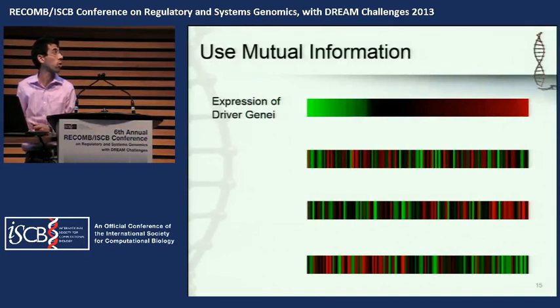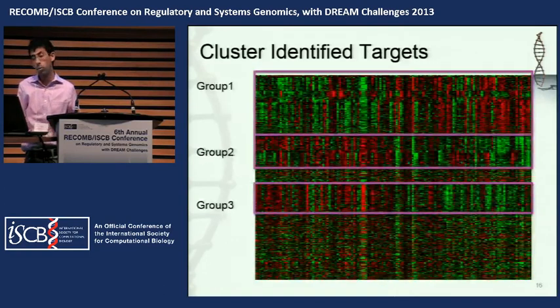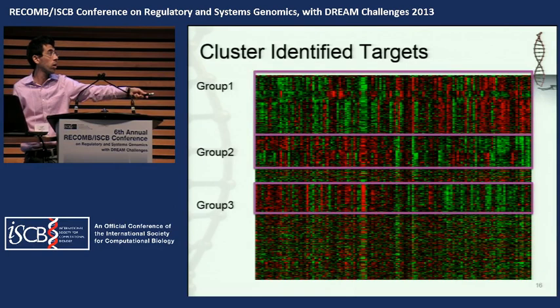I take the expression of the driver, and I look at all genes, I'm showing 3 for simplicity's sake, to see if they have high or low mutual information. All the genes which have high mutual information are tentative target genes. And then I try to cluster them to find expression patterns that are consistent, because these seem to indicate a more biological function. So we can see these are all targets of a specific driver, and we can see that there are some specific expression patterns.